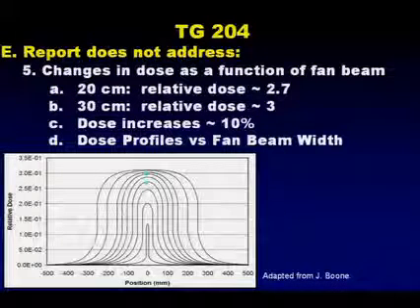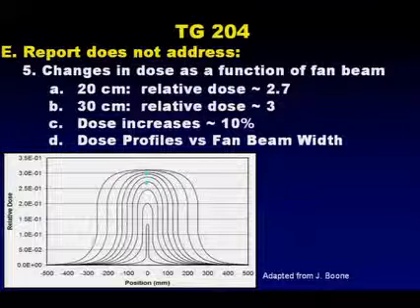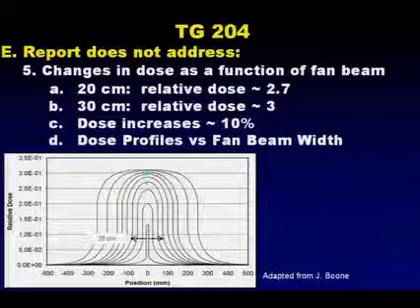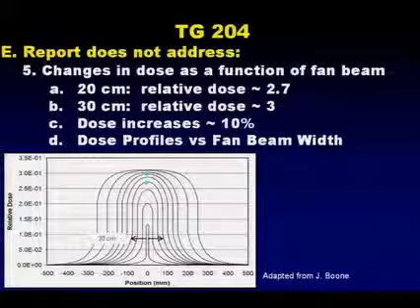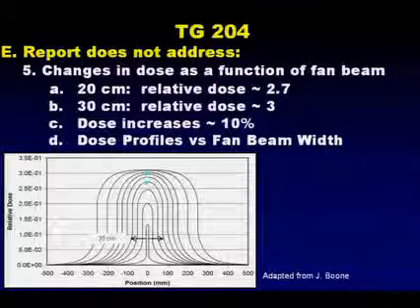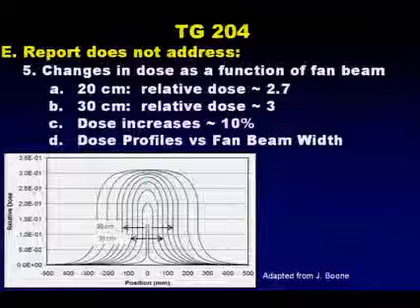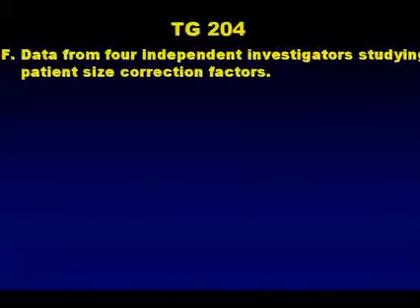And of course, the other thing that TG204 doesn't address is the dose tail issue, where today with CTDI vol, we're underestimating the actual dose we're delivering to the patient because we're not capturing all the dose tails, because our chamber's not long enough and neither are our phantoms.